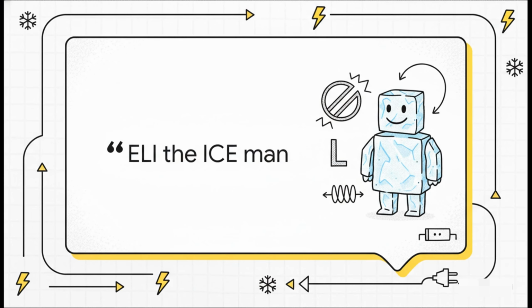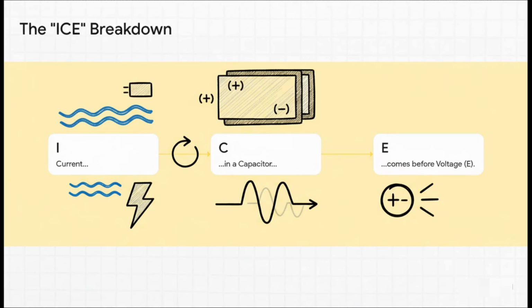ELI the ICEman. This little phrase is pure gold, and for our capacitor mystery today, we are zeroing in on that second half. ICE, that's I-C-E: current, which is I, in a capacitor, C, comes before voltage, E. It is really that simple. Current leads voltage. You will never, ever forget it now. And that ELI part, well, that's for inductors, but that's a deep dive for another time.